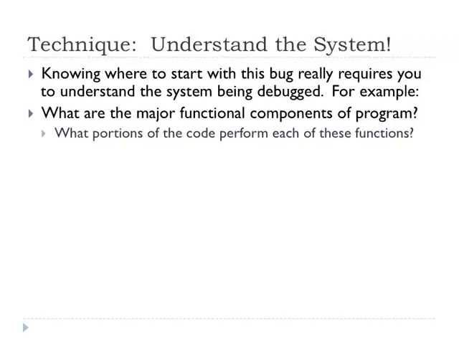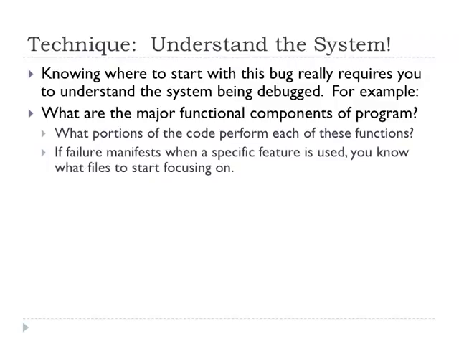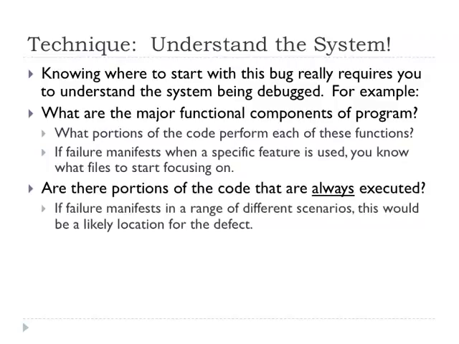Okay, so like I say here, what major functional components and what portions of the code correspond to those functional units. Okay? So if the failure manifests when a specific feature is used, at least you know where to start looking, right? Also, are there portions of the code that are always executed? Okay? If you have a failure and it's manifesting all the time, no matter what you're doing, it's probably in common code. Now, if you have a failure that's occurring only sometimes, then the likelihood that it's in common code is much less, because you know it's always executing.